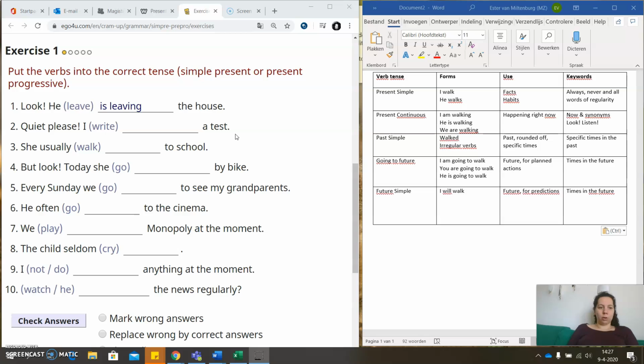For today, we're going to look at an assignment that I found on the internet. I went to the website Ego for You in this case, and I went to exercise 1 about present simple versus present continuous. They've given you an example of what you need to do. They give you a verb and you need to fill in the correct verb form. So sentence number 1 is just an example. We're going to work on sentence number 2 and the rest of this assignment actually.